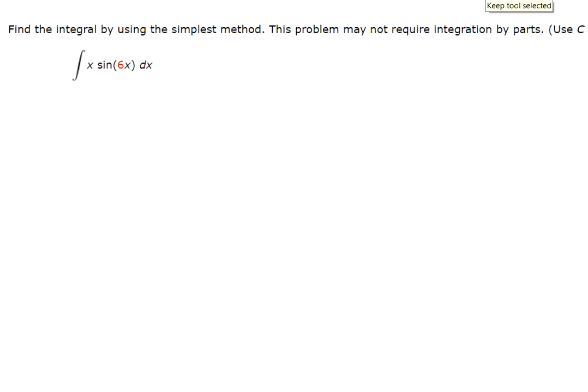This one isn't as intuitive because there's an x times a sine function. So you can try u substitution, but then what do you let u be? If you let u be sine of 6x, then you don't have du. This is a problem that requires integration by parts.